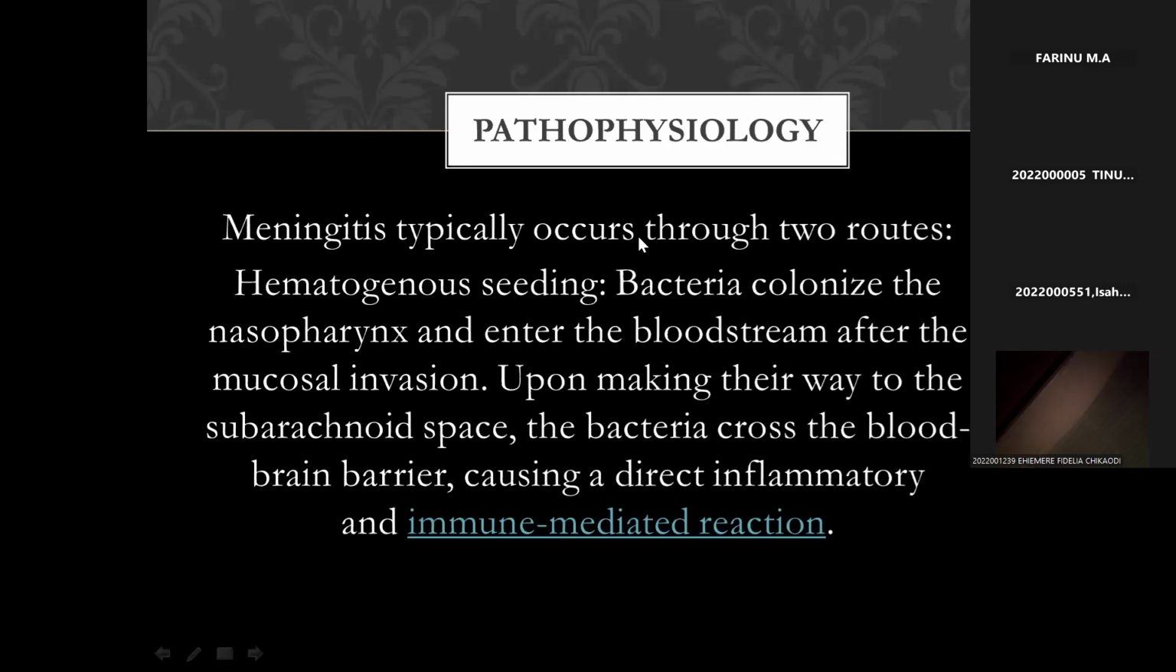So what do we mean by hematogenous seeding? Bacteria colonize the nasopharynx and enter the bloodstream after mucosal invasion. So it is possible that this bacteria finds their way through the bloodstream, if the patient has an upper respiratory tract infection, or this bacteria colonizes the nasopharynx. From there, they will go to where? Subarachnoid space. When they get there, they cross the blood-brain barrier. And immediately they cross the blood-brain barrier, what will happen?